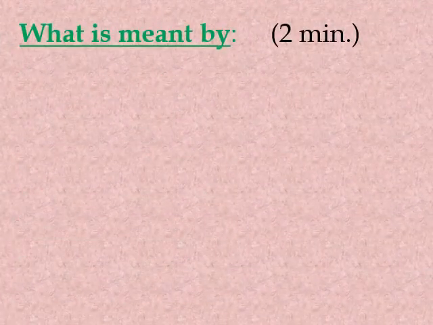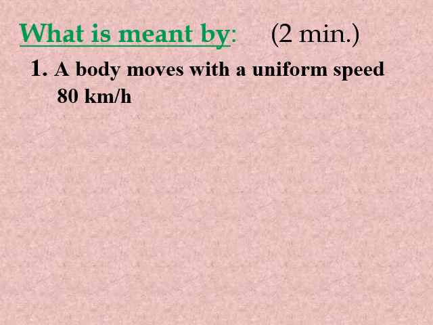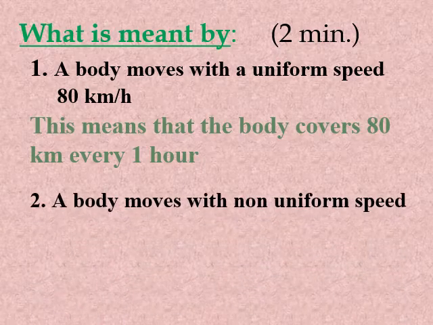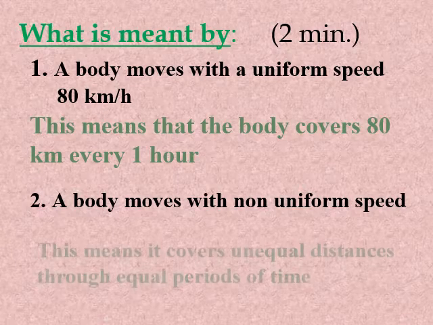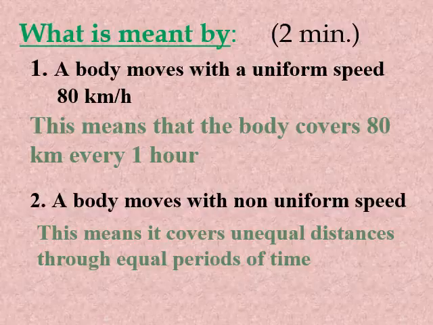We talk about what is meant by a body moving with a uniform speed of 80 kilometers per hour. This means that the body covers 80 kilometers every 1 hour. When I ask what is meant by a body moving with non-uniform speed, you will explain that it covers unequal distances in equal periods of time, or equal distances in unequal periods of time.